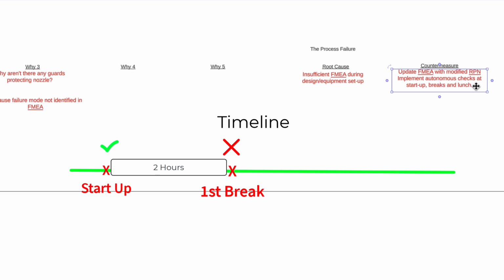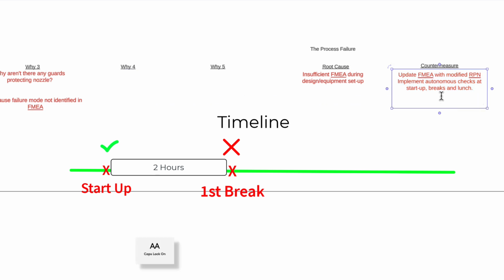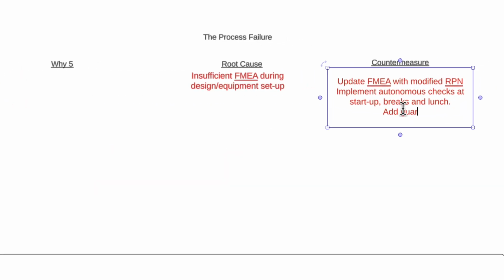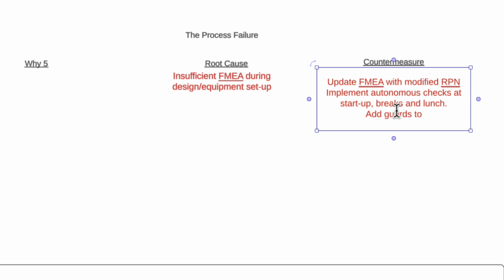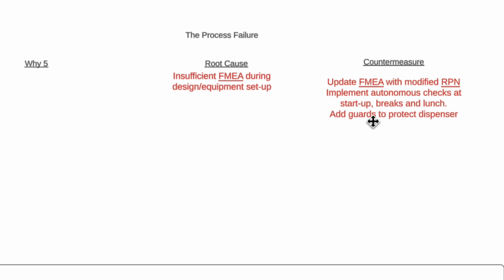Now, that's if we don't want to spend a little more money and do something like add guards to protect the dispenser. So you could add a guard to protect the dispenser, and that way no one can bump into it and bend it again. If I were to do this, I'd still do the autonomous checks for probably a short period of time just to make sure it's working, and then I would take away the autonomous checks.